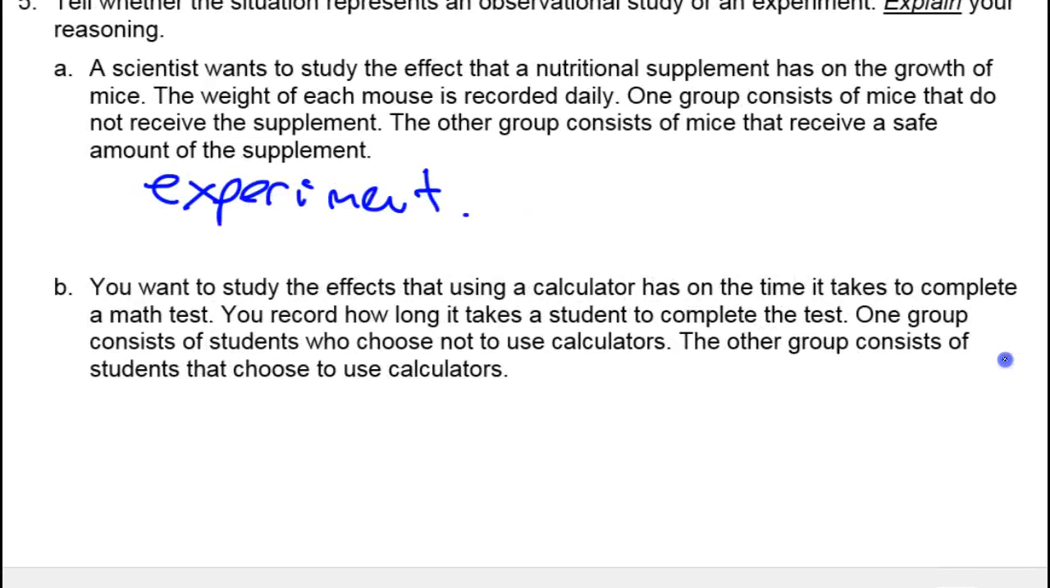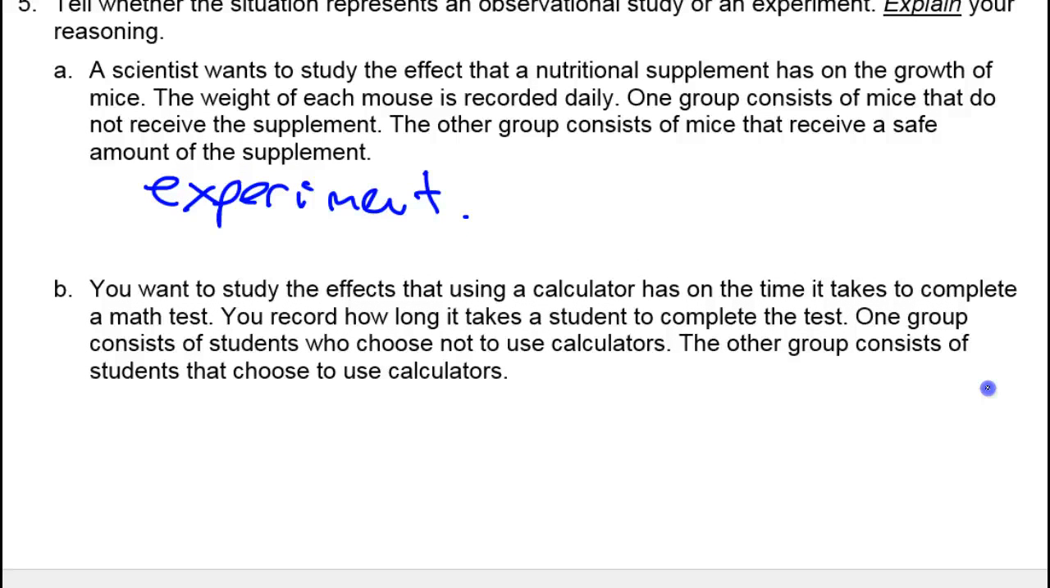You want to study the effects that using a calculator has on the time it takes to complete a math test. So you record how long it takes a student to complete the test. One group consists of students who chose not to use calculators. The other group is students who chose to use a calculator. So what makes this an observational study instead of an experiment? I see you identifying the key phrase. Students chose. Students who chose. The students themselves, the subjects, chose what they're going to do. The researcher just recorded the results of that.